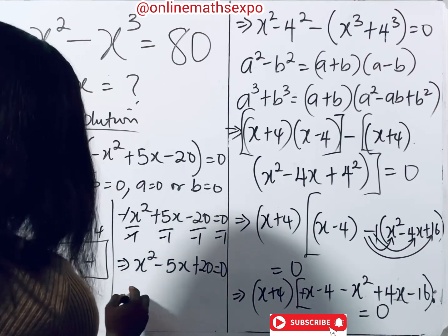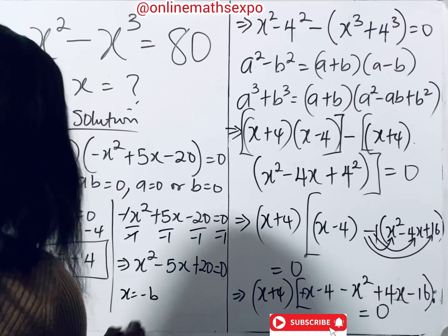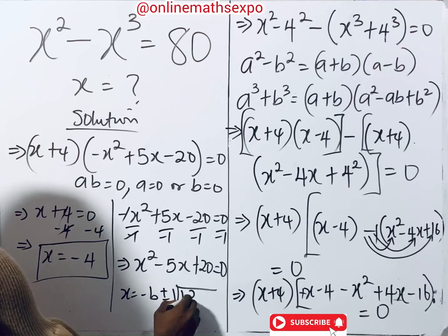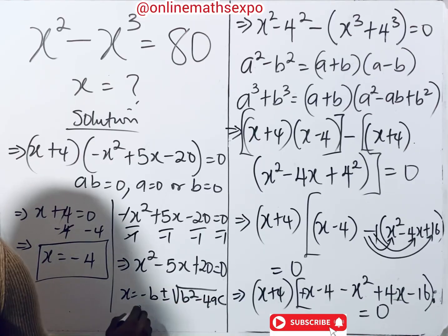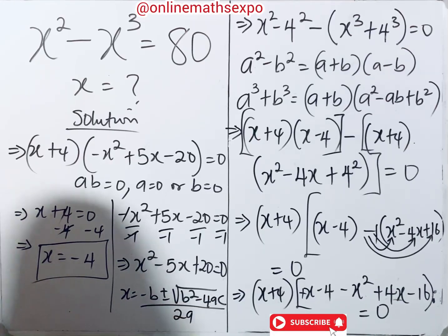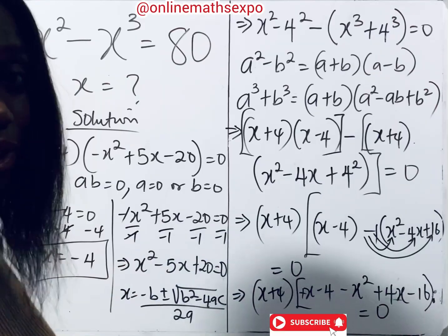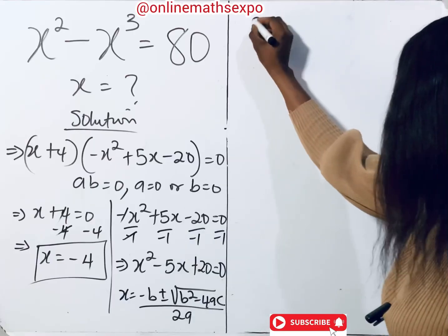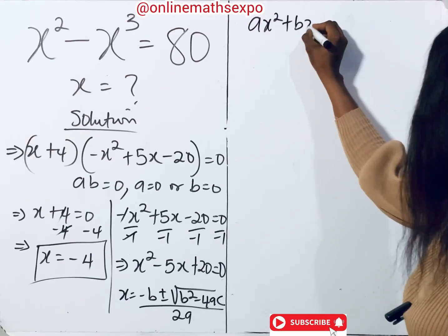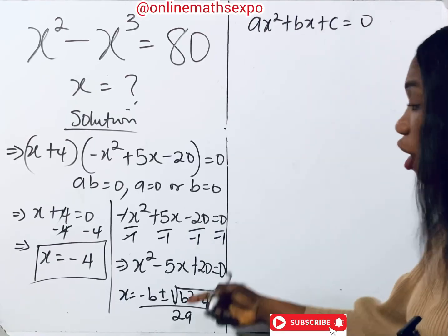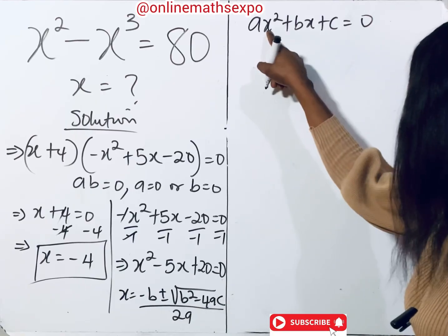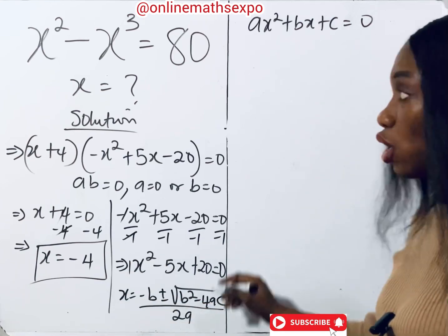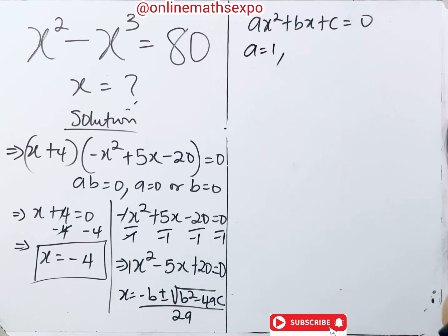And remember, for your formula method, x is equal to negative b, I hope you are with me, plus or minus square root of b squared minus 4ac all over 2a. So let's plug this into this formula. a is the coefficient of your x squared. This is the general quadratic equation from which this formula was derived. So your a is the coefficient of x squared, and the coefficient of x squared here is 1. In that case, our a is going to be 1.